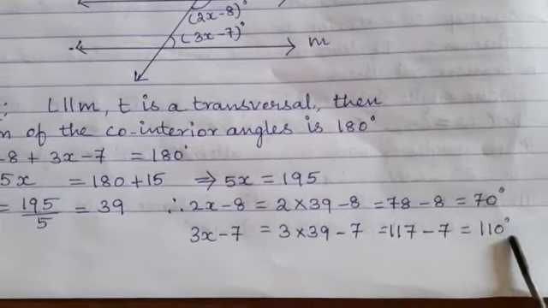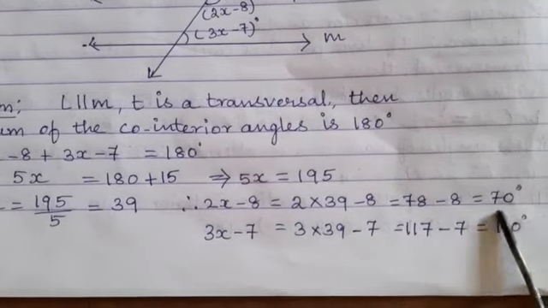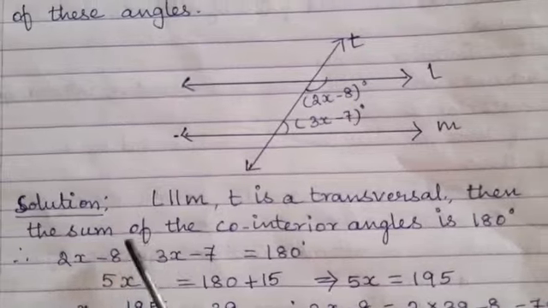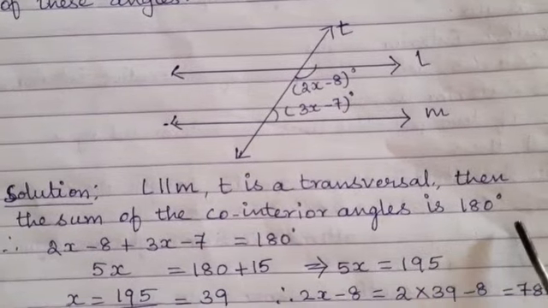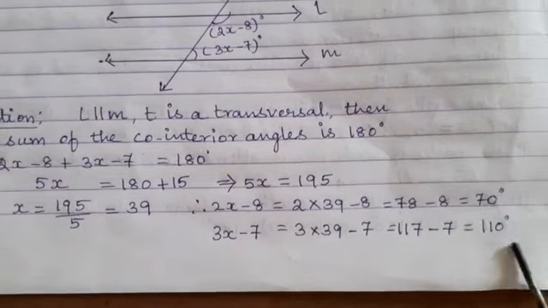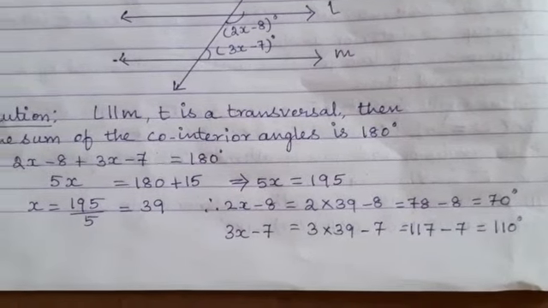After finding this answer, if you add 110 and 70, it is equal to 180 degrees. Because you have written here that the sum of the co-interior angles is equal to 180 degrees. If you add it, you should get 180 degrees. In this way, you can check your answer also.